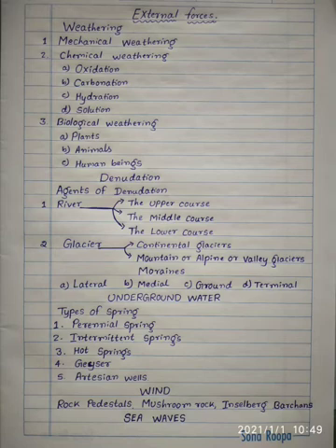So on the basis of that we are going to look at the external force through weathering, how it is going to change. In weathering there are three types. One is mechanical weathering, second one is chemical weathering, and the third one is biological weathering.